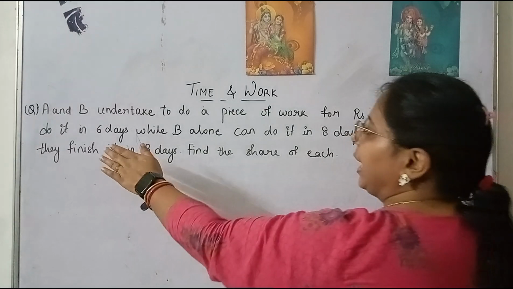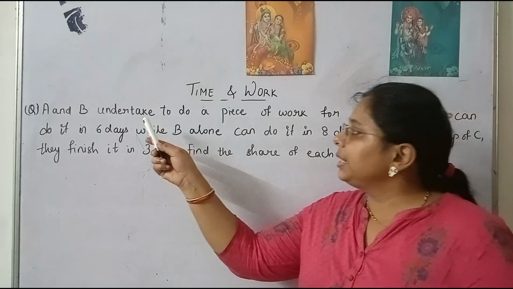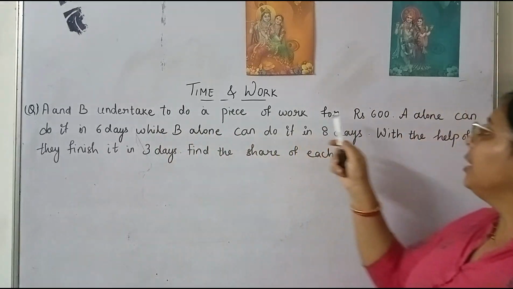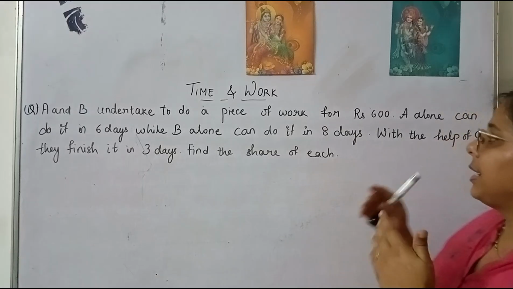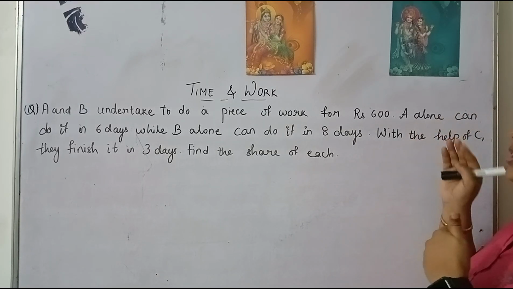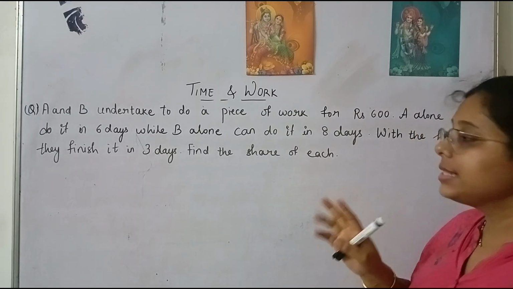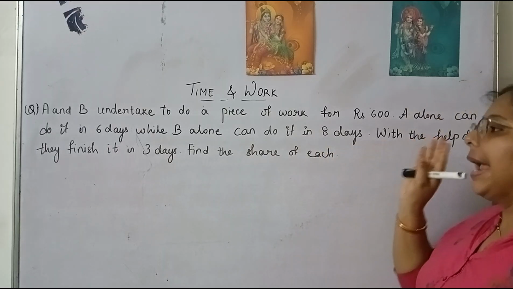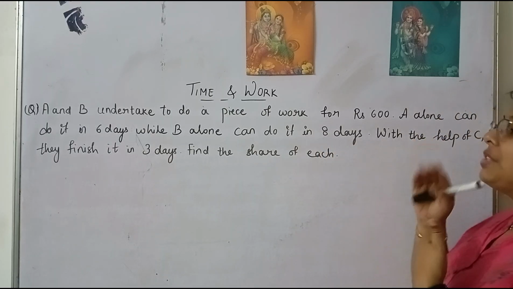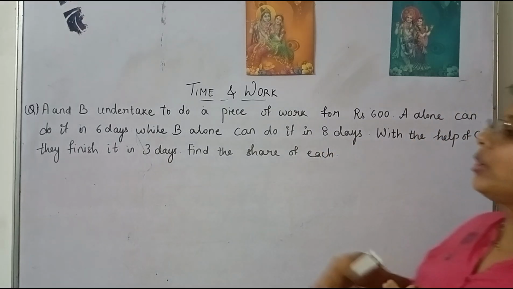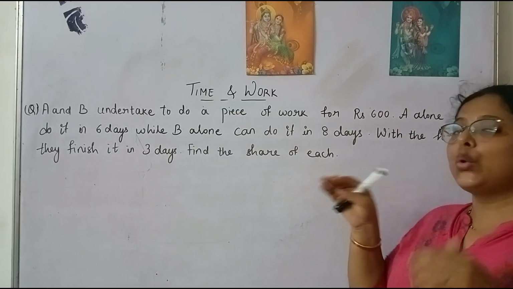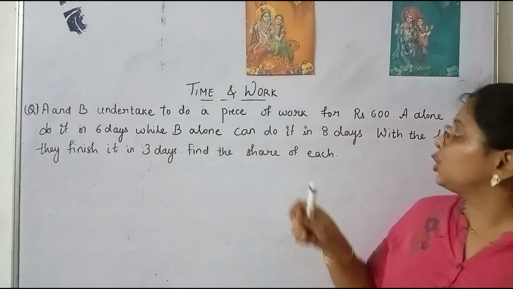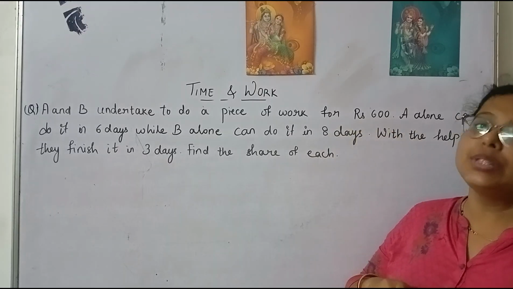So here the question is: A and B undertake to do a piece of work for rupees 600. What is the amount they are going to get? 600. They decided to do the work. A alone is capable to do the work in 6 days. B alone is able to do it in 8 days. But they took help of C here. With the help of C, they could finish it in 3 days. So now we have to find the share of each. So A, B and C, what will be the share from this amount of 600?